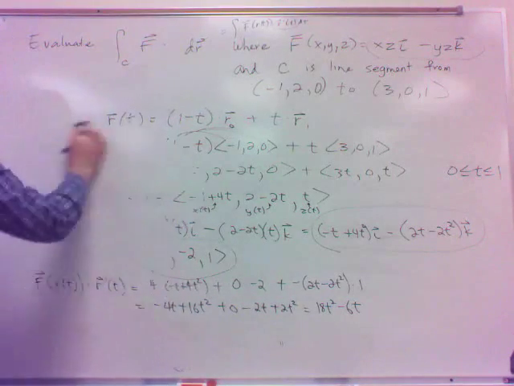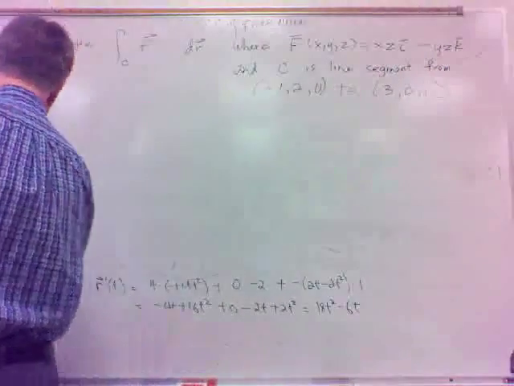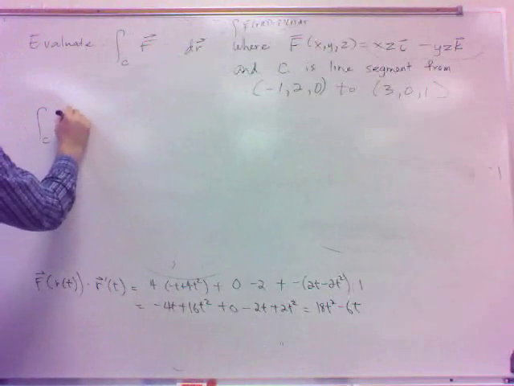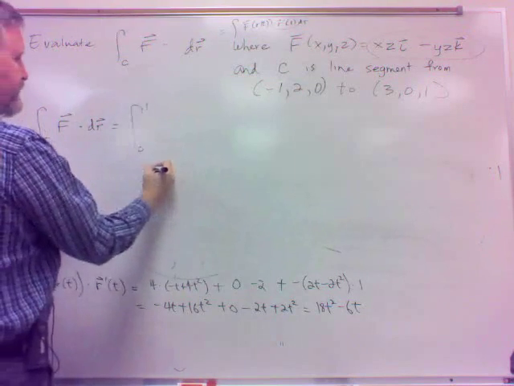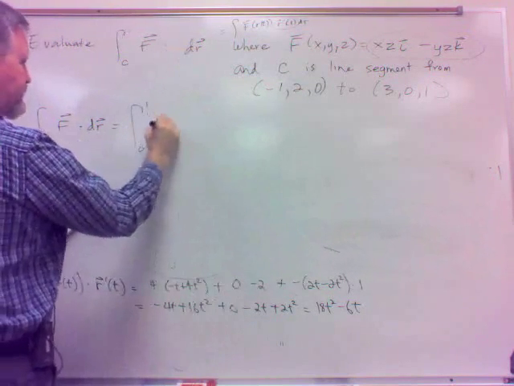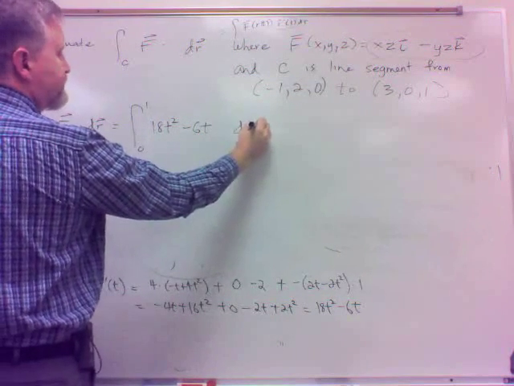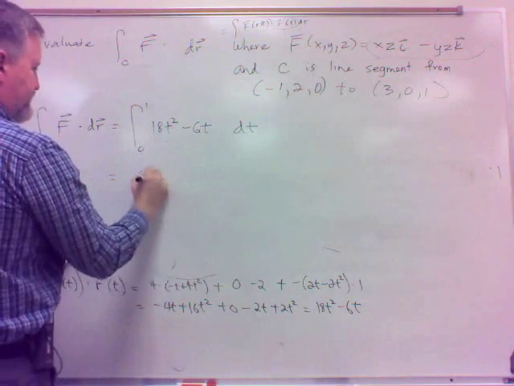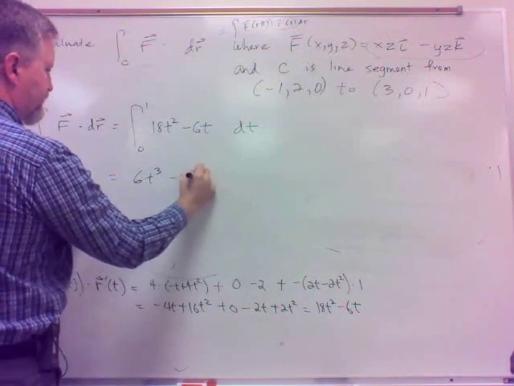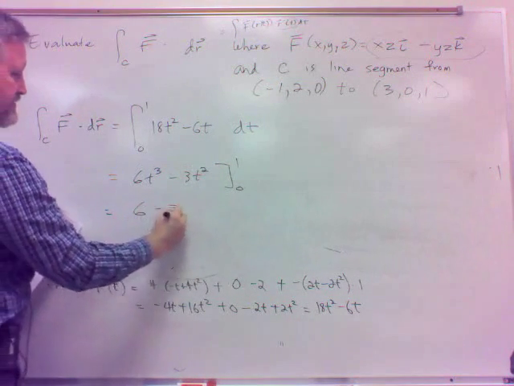So the integral of this vector field, a to b, which we said is 0 to 1, of the dot product 18t squared minus 6t dt. It turns out the integral's fairly simple. It would be 6t cubed minus 3t squared, from 0 to 1. 6 minus 3, just 3.